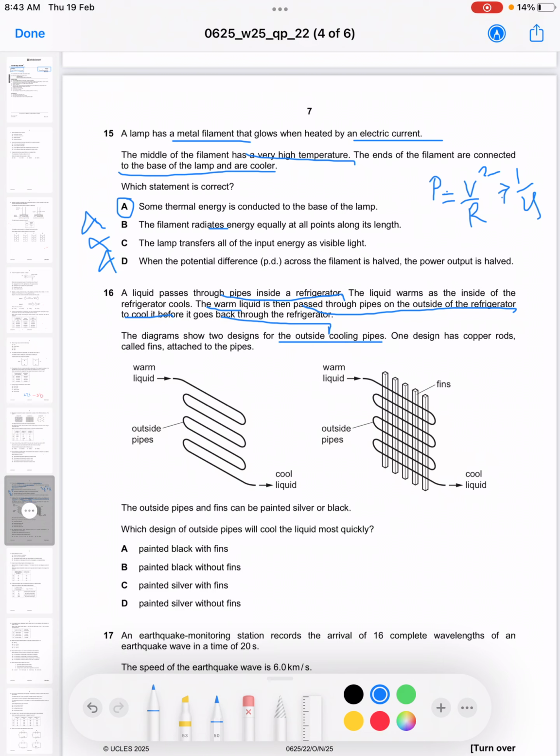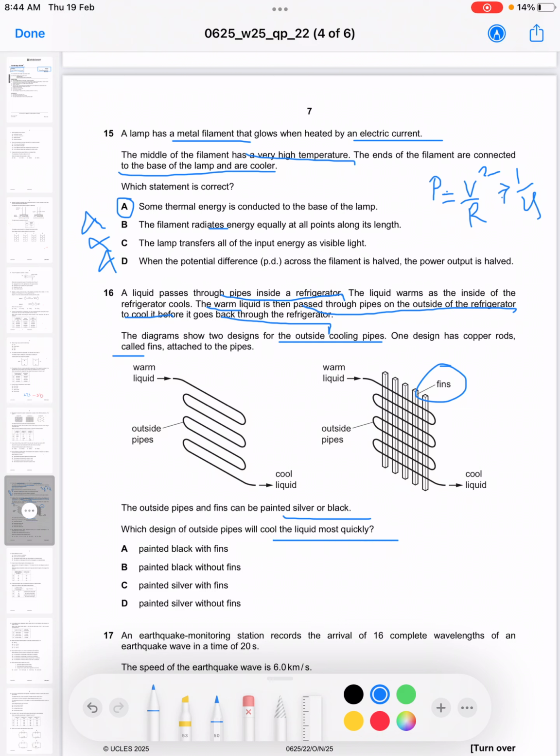One design has copper rods called fins. Okay, these are the fins attached to the pipe. The outside pipe and the fins can be painted silver or black. We have two options, either the silver one or the black ones. Which design of the outside pipe will cool the liquid most quickly?